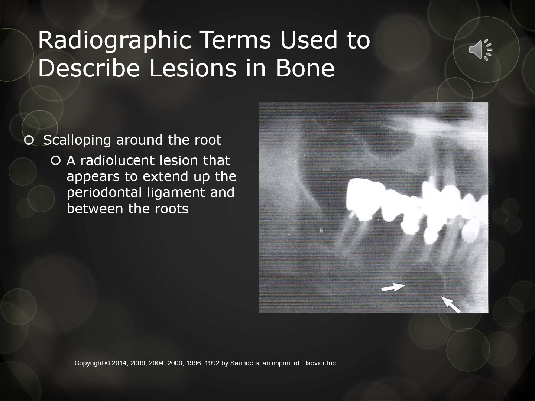In slide 27, we are seeing scalloping around the root with a radiolucency. The radiolucent lesion appears to extend up the periodontal ligament and between the roots.